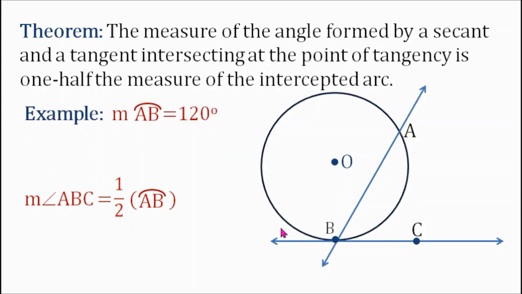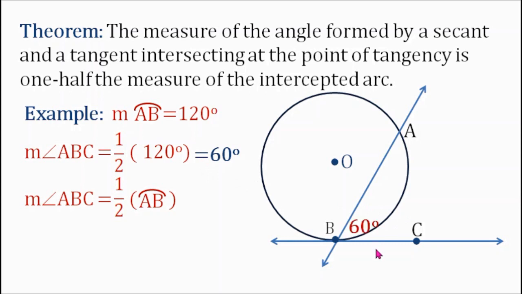For example, if the measure of arc AB is 120 degrees, this means the measure of angle ABC is 1/2 of 120 degrees, which is 60 degrees. So this angle measures 60 degrees.